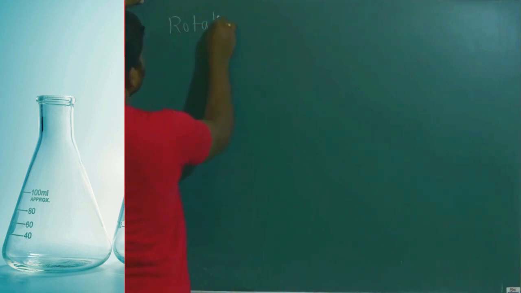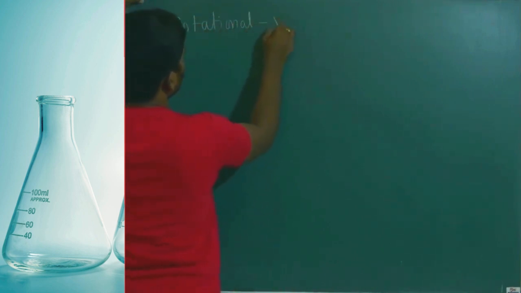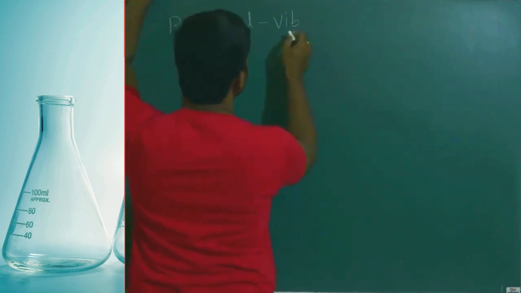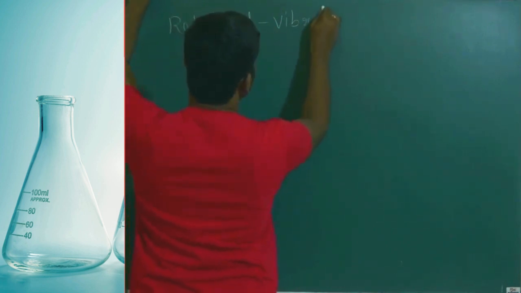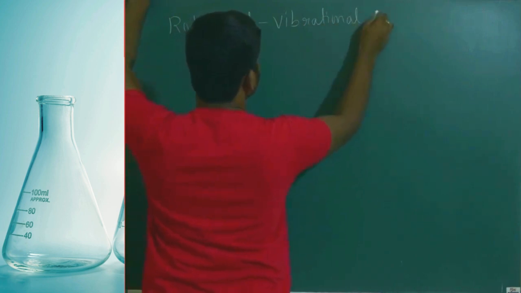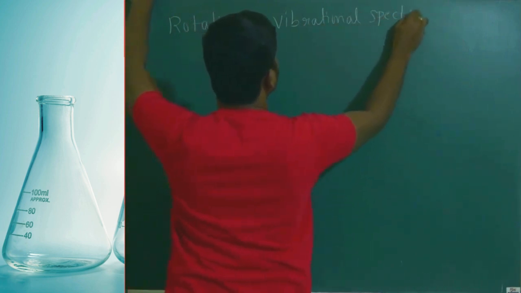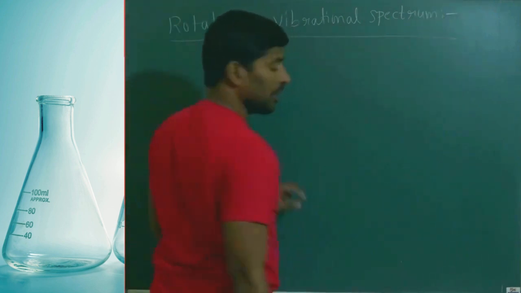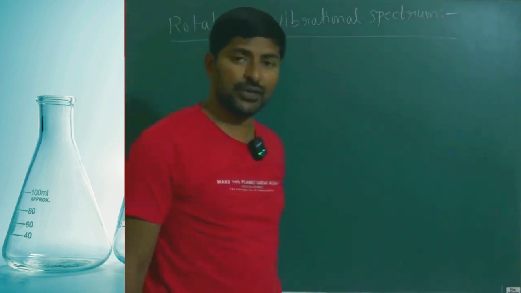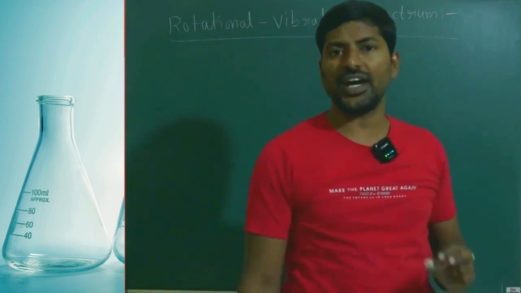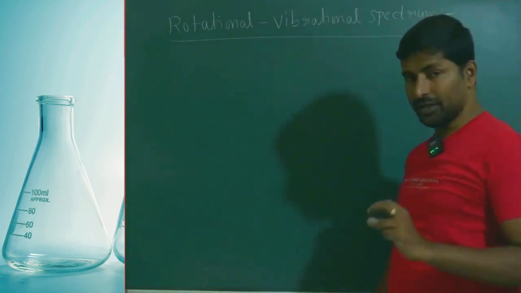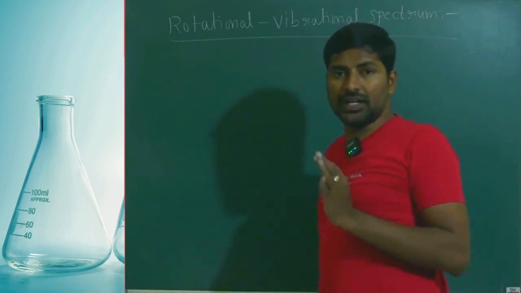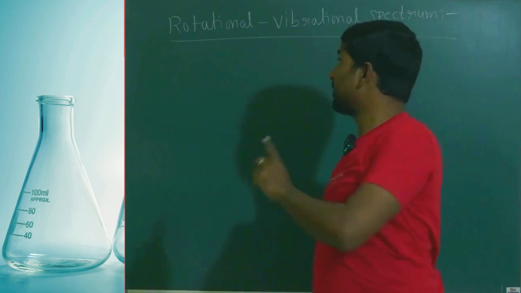Next, I am giving the rotational vibrational spectrum. Here I am taking a diatomic vibrating rotator. Previously we considered the rotational spectrum and the vibrational spectrum separately.